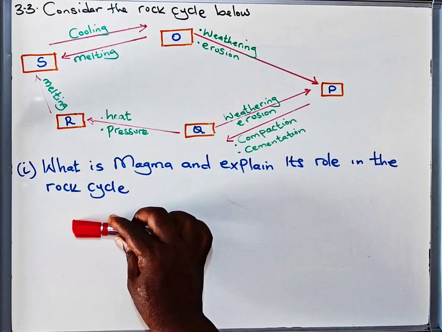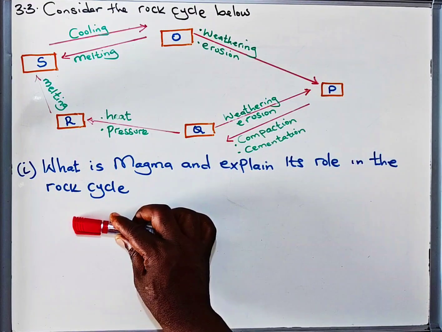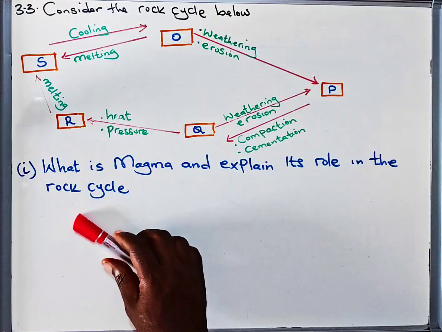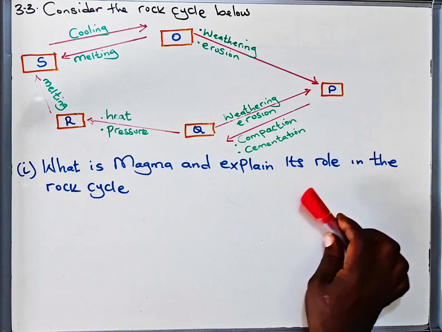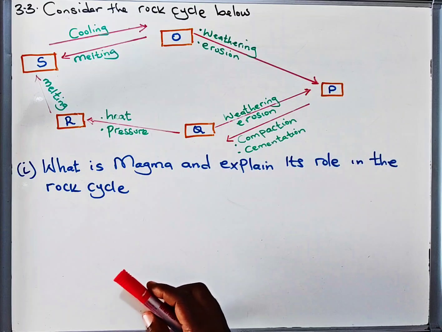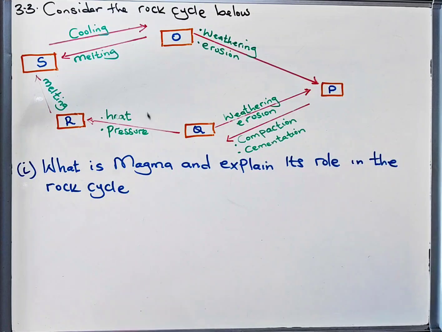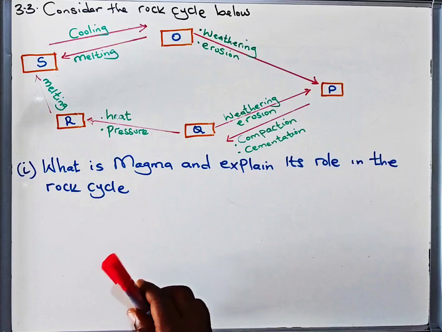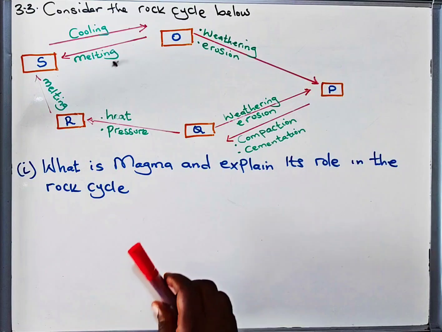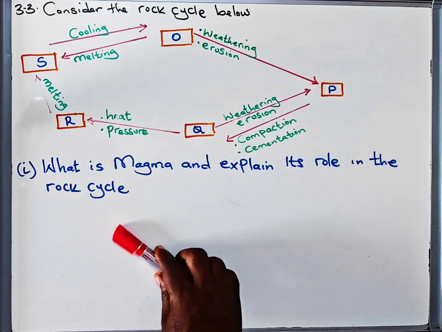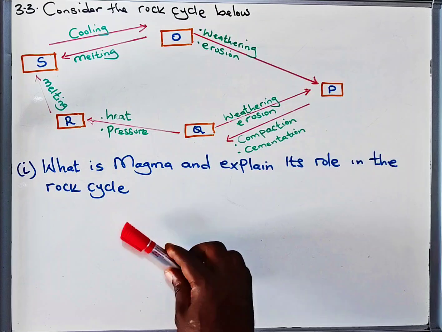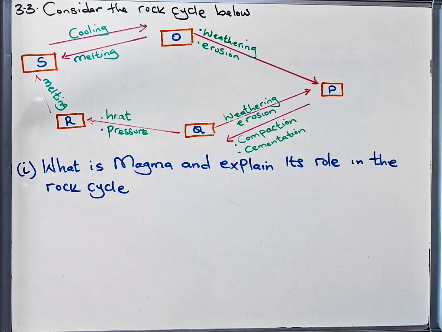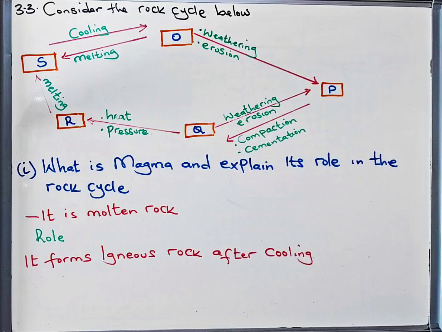Then we come to this case. The question says, what is magma? And explain its role in the rock cycle. So what is it? Magma is molten rock. And what is its role? When it cools, it forms igneous rock. That's its role in the rock cycle. Yes, that is that.